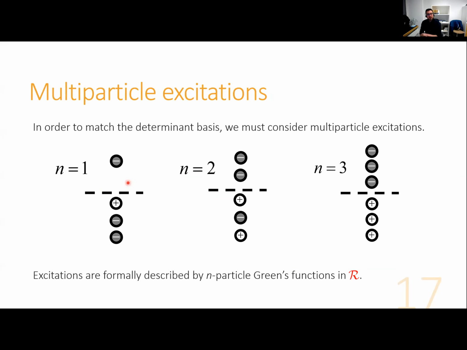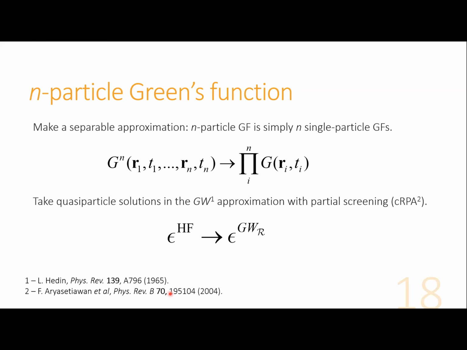Okay, to connect to the determinant basis, I'm interested in the optical problem. So I can't use the electron hole Green's function. I have to allow for multi-particle excitations because the configurations can take any excitation level. So here again, we have single, double, and triple excitations. If I really wanted to be formal with this, these would be n-particle Green's functions in the subspace.